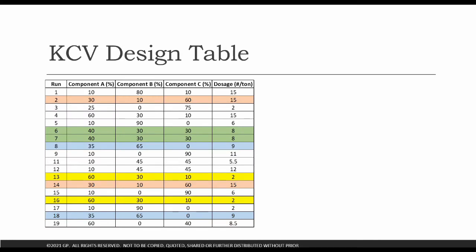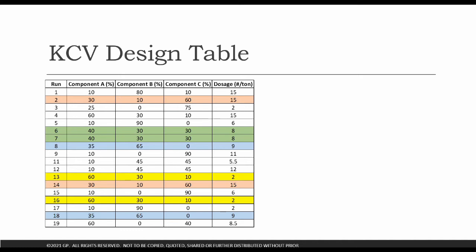So I wanted to show the design table. This is the table produced by Design Expert for my KCV design. And why I also wanted to show this table is this is actually the design table that I showed internally to some of our R&D folks when I was talking about this design. The colored rows are the replicates, so there are 4 replicates.